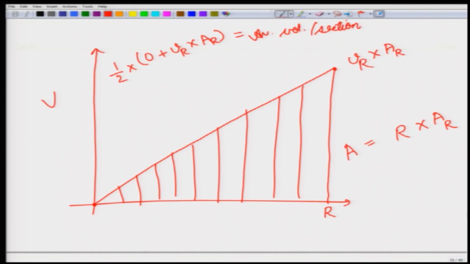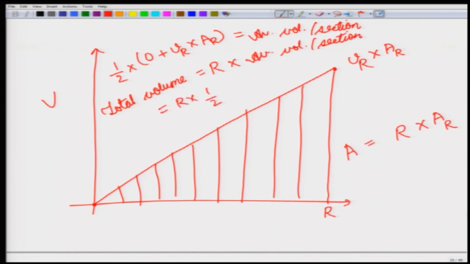Total number of sections is R. So, the total volume is given by the total number of sections into the average volume per section, which is equal to R into half of VR into AR. Now, capital R into AR, the number of sections into the area of each section, is equal to capital A, which is the area of the forest. So, here we get half of VR into A.